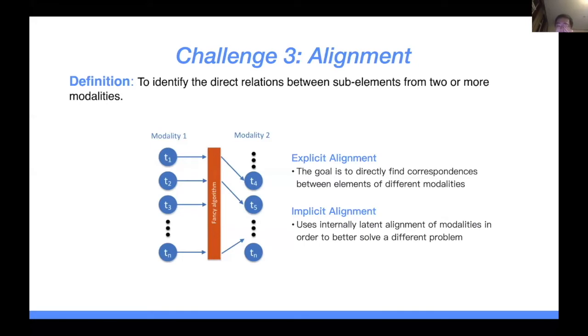In explicit alignment, we are explicitly interested in aligning subcomponents between modalities. For example, aligning recipe steps with the corresponding instructional video. And implicit alignment is used as an intermediate latent step for another task. For example, image retrieval based on a text description can include an alignment step between words and image regions.